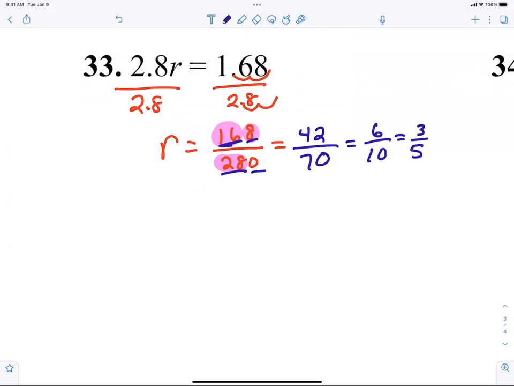All right, so again, that was very annoying. But that's what I want you to be able to do. You don't need a calculator for that.